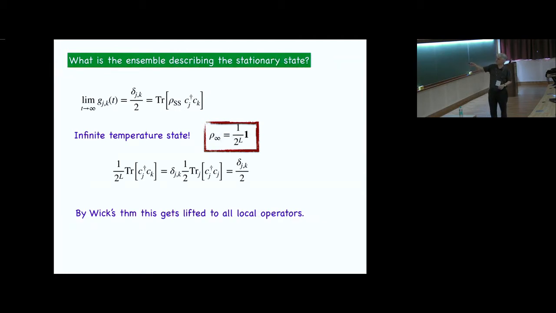And you can easily check by calculating this: it's 1 over 2 to the L, trace of c dagger j c k. Now just do it in a Fock state basis in position space, and you see it reproduces the correct answer. And by Wick's theorem, this gets lifted to all local operators, because you have a Wick theorem with respect to the infinite temperature state. I've run out of time, so thank you for your attention.